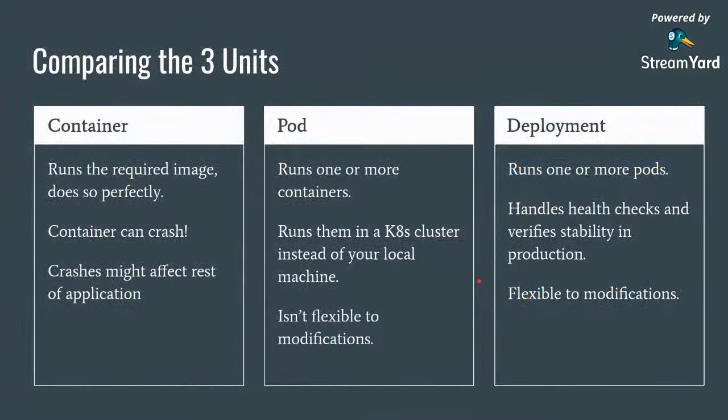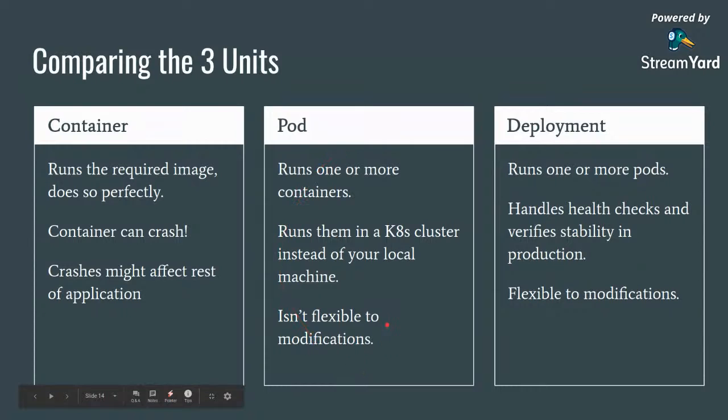Okay, so to compare the 3 units, we have a container. This runs a required image. It does so perfectly. Issues are it could crash, and this crash can affect the rest of the application. So when you deploy this into a Kubernetes environment, you try with the pod. It can run one or more containers. You can run as many pods as you want. And you can run them on a Kubernetes cluster instead of a local machine. But then again, issues are the networking, and it isn't really flexible to modifications.